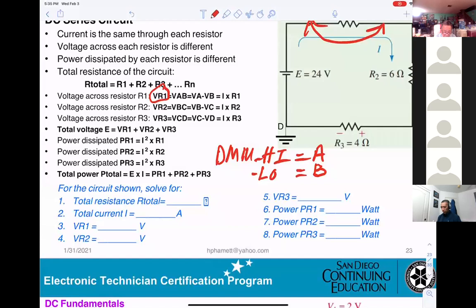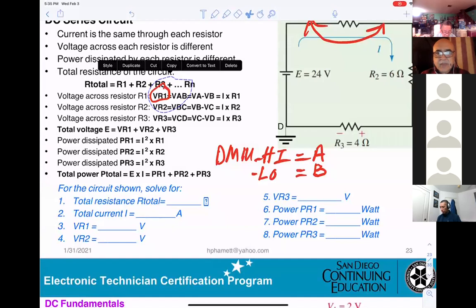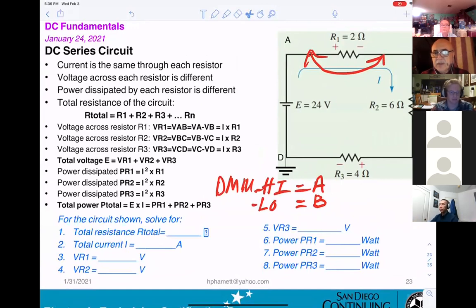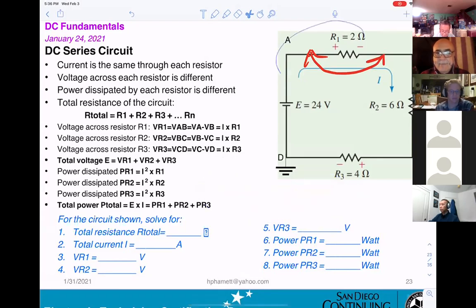You've covered up the resistance of R1. Sorry, but we can't see the resistance of R1 value anymore. It's 2 ohm. Total resistance is 12. Okay, that's good. So the current is 2 amps, 24 divided by 12. So the power in R1 is 2 amps squared times 2. So that's 4 times 2, 8 watts.